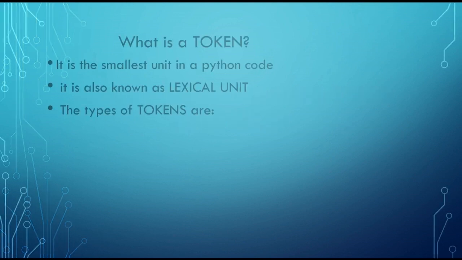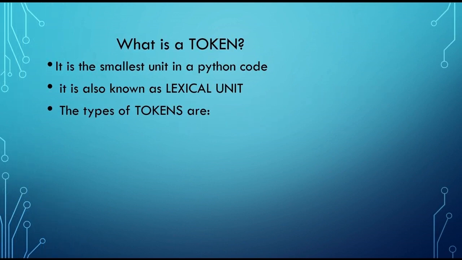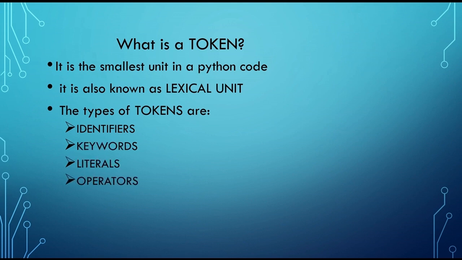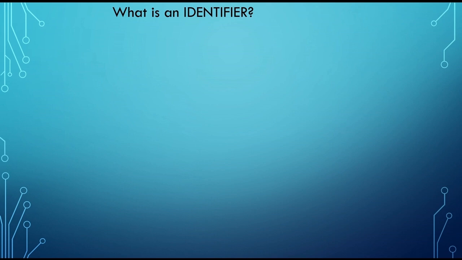Firstly, what is a token? Token is the smallest unit in a Python code. This is also known as a lexical unit. There are different types of tokens. To list them: identifiers, keywords, literals, operators, and punctuators. Now let's look at each one of these tokens in detail.